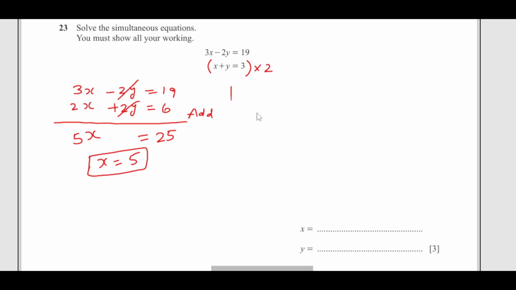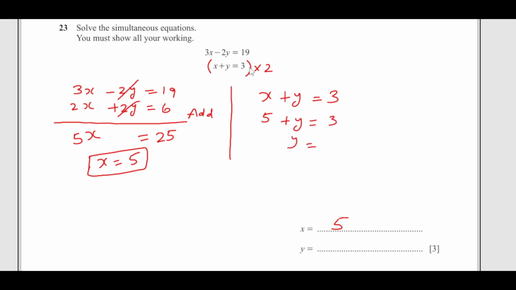So now we are looking for the y. So x is 5, we can write down x equals 5 here, and for y we can take any of these equations. I am taking the lower one, which is easiest. x plus y equals 3, and now x is 5 and y is this.